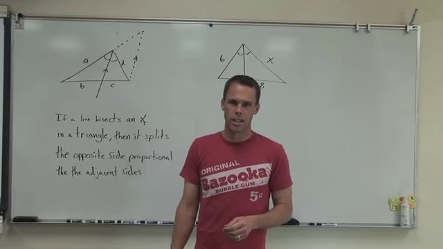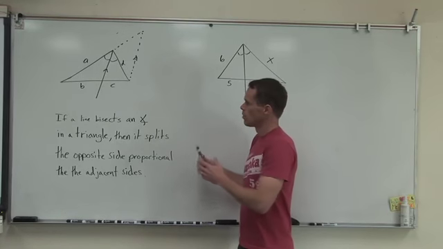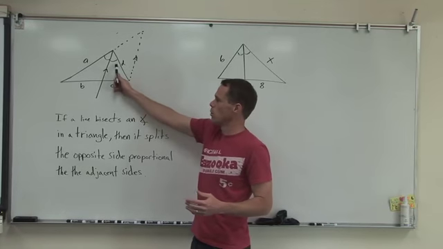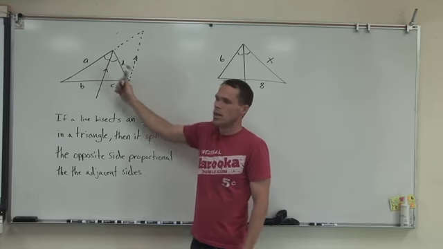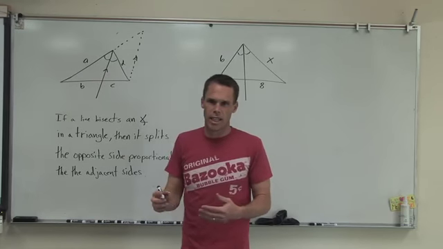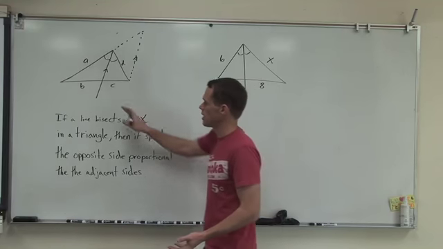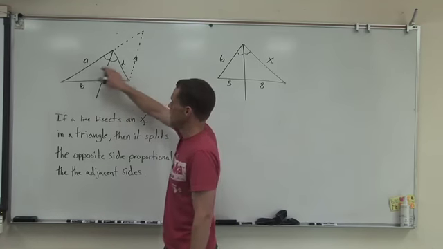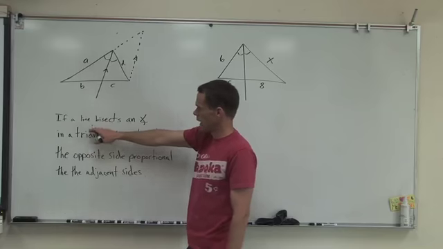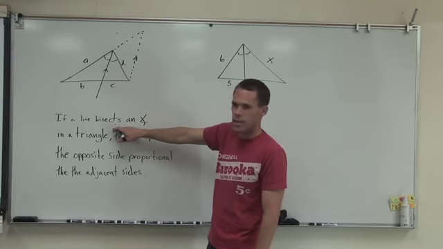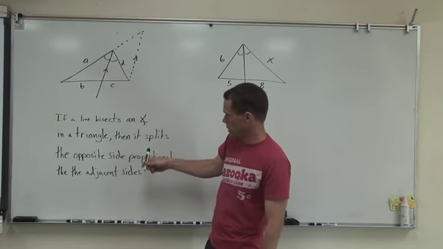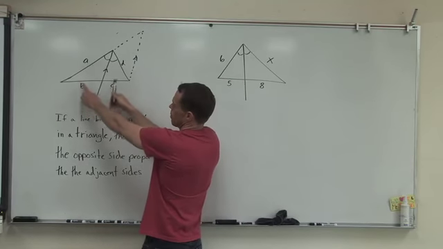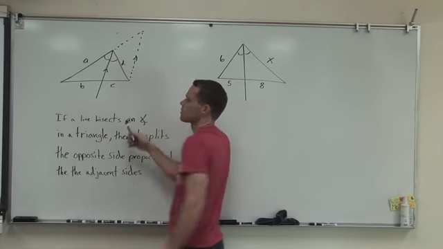Okay, here's our final example for this lesson. We have here a triangle with an angle bisector, and there's the two congruent angles here. So because of that angle bisector, we're going to try to figure out if there is some kind of relationship between A, B, C, and D. What we're looking at is that there is a theorem out there that says if a line bisects an angle in a triangle, then it splits the opposite sides proportional to the adjacent sides.